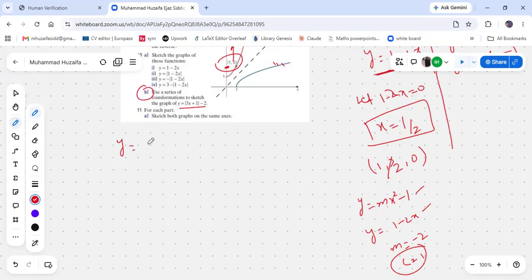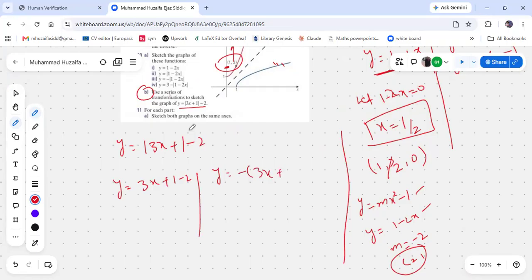So this is y is equal to 3 of x plus 1 minus 2. It means you have 3 of x plus 1 minus 2, and you have y is equal to minus into 3 of x plus 1 plus 1 minus 2. So this is equal to 3 of x minus 1, and y is equal to minus 3 of x minus 1 and minus 2. So y is equal to what? Minus 3 of x minus 3.